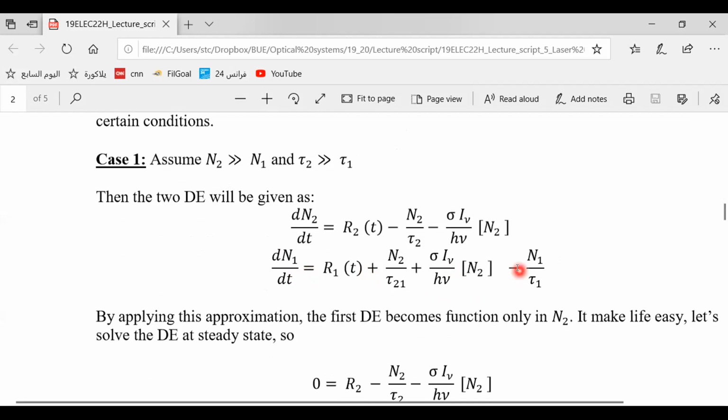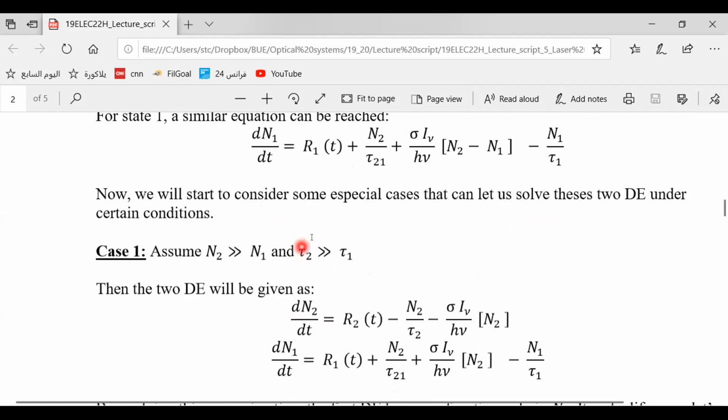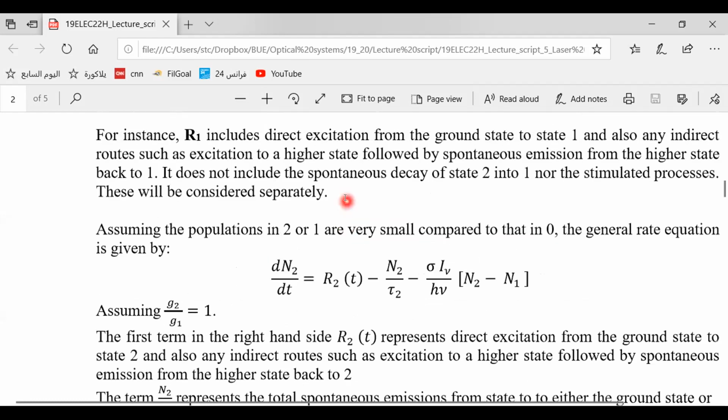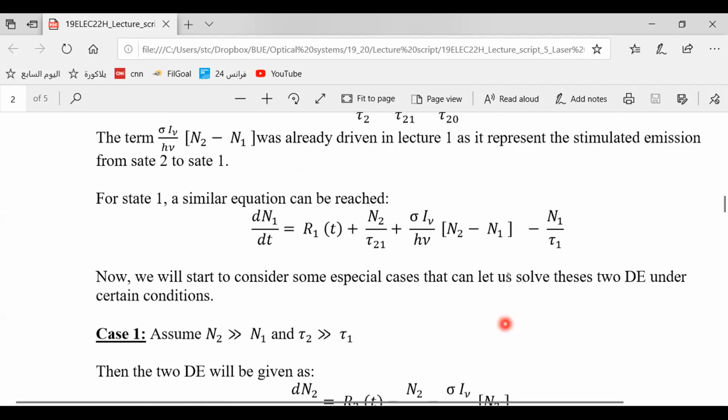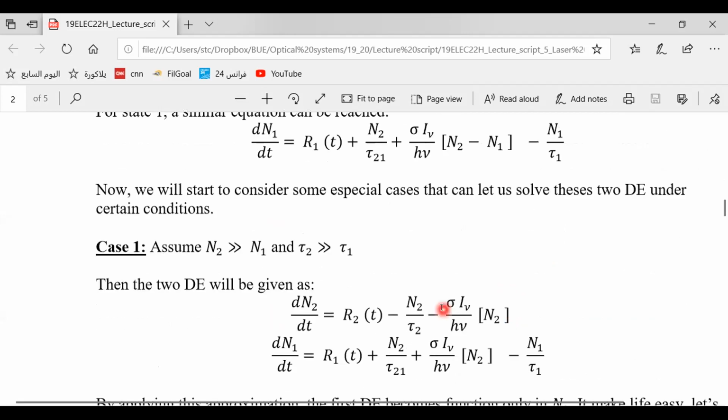Okay, but what is the gain? What is the simplification? You just get rid of N2 minus N1, you can make it N2. But now, this equation, which is equation number 1, the rate equation for energy level number 2, is only a function of N2. If you remember, the original form of the equation was a function of N1 and N2. By getting rid of N1, now this equation is only a function of N2.